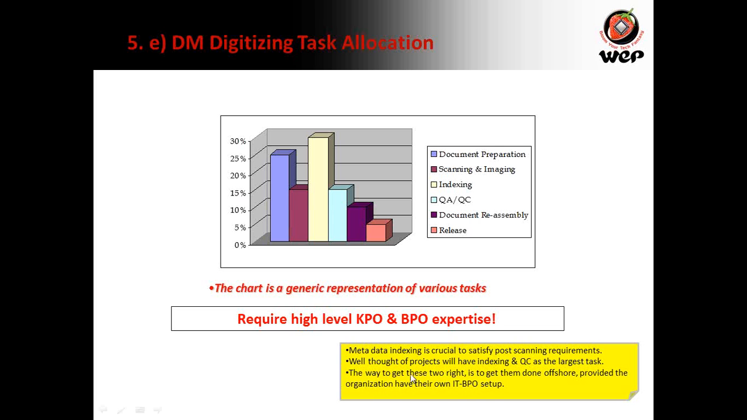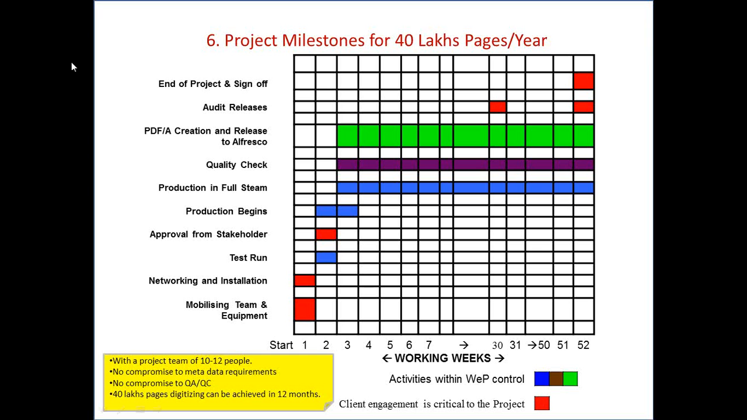The way to get these 2 right is to get them done offshore, because indexing is manpower driven, and QA/QC is also manpower driven. That is a good way to do it offshore. Quite an organization that does it has their own IT BPO setup. That's an overview of, in a year, quality being the primary requirement.